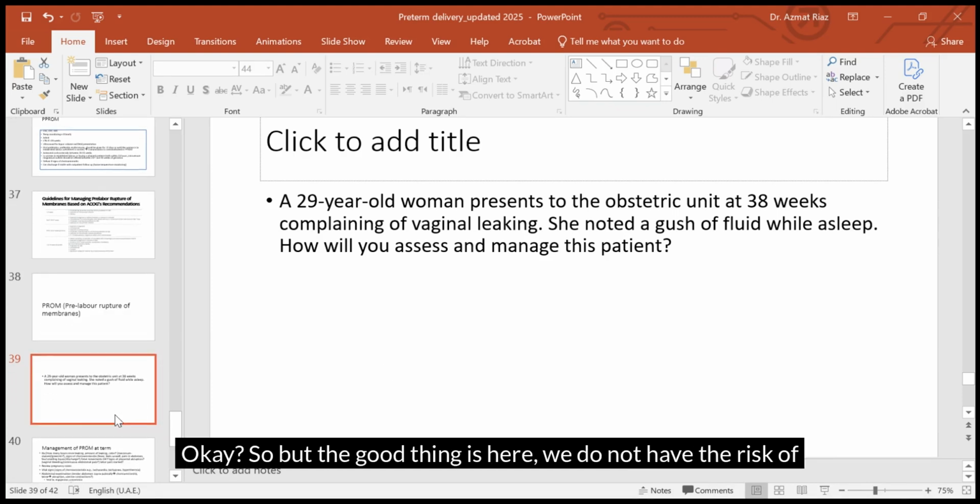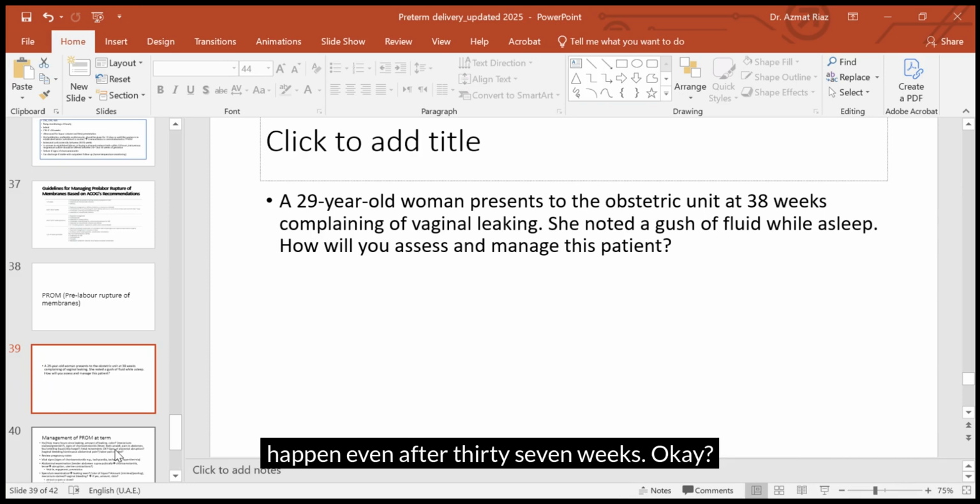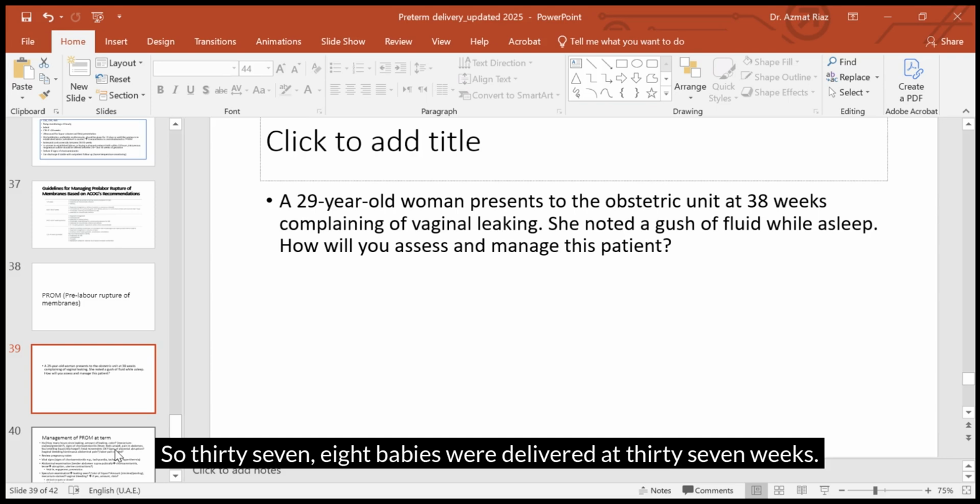Okay, but the good thing is here we do not have the risk of all the complications of preterm delivery. But please remember that respiratory distress syndrome can happen even after 37 weeks. Okay, so for babies who are delivered at 37 weeks, I do not remember exactly, but I think there is still a risk of respiratory distress syndrome of I think 11.4%.